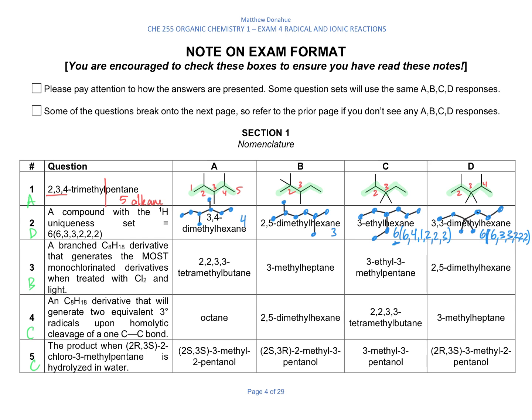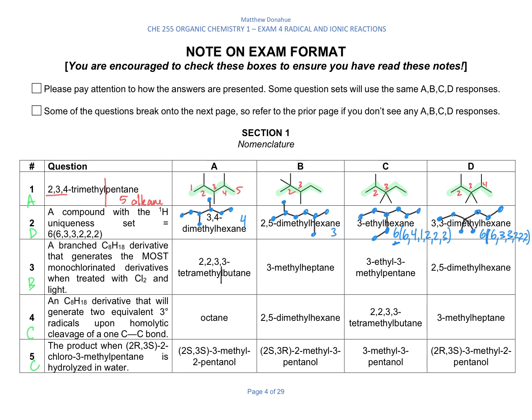So question 3, again, the correct answer is B, but let's go through the logic here. A branched C8H18 derivative that generates the most monochlorinated derivatives when treated with chlorine. So again, this is when you have to draw out the structures, then determine the unique sets, and then from that, you're going to basically extrapolate that the one with the most unique sets of H is going to give you the most unique monochlorinated derivatives.